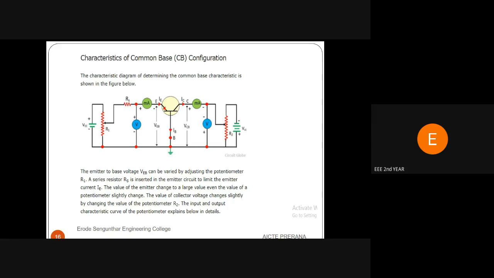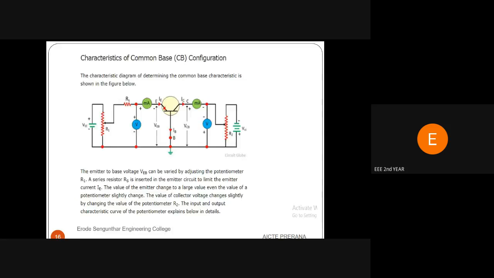Now let us see the characteristics of common base configuration. The common base configuration characteristic schematic diagram is shown in the figure. In this diagram, we are using two potentiometers for varying input and output current. One resistor is connected in series to the emitter to limit the emitter current. Input is applied between emitter and base. Output is taken from collector and base. Input current is emitter current. Output current is collector current. Base is the common terminal between input and output, and base is grounded.